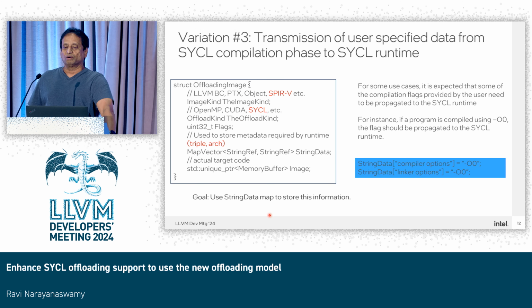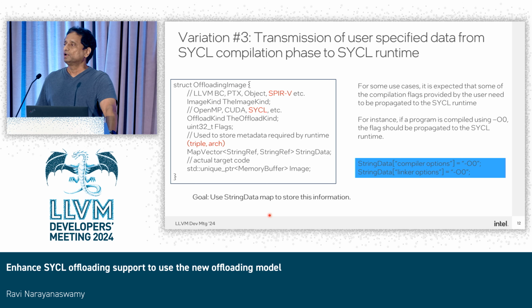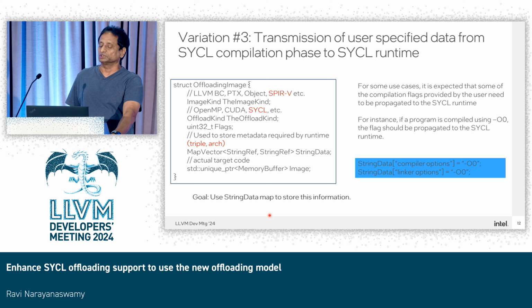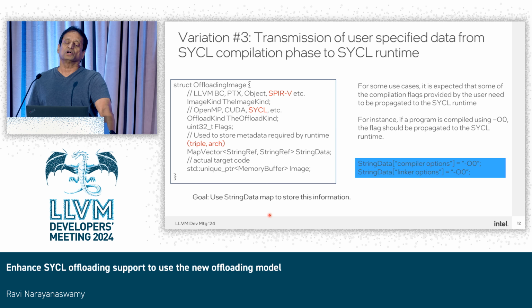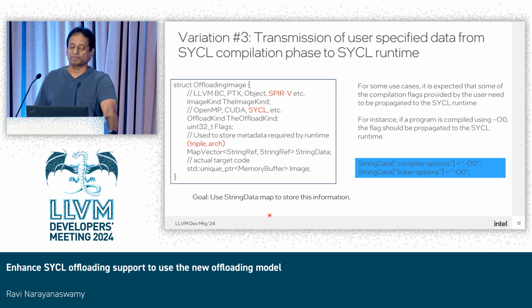And then the third thing is that we need to send information from the compilation, through the image, to the runtime. Especially if you're going to do JIT, we need to pass these options. We have to honor options such as a user-specified O0, and pass that information to the runtime. So when you JIT, you use that flag when compiling the program with the backend compiler. We use a string data map for storing this information.